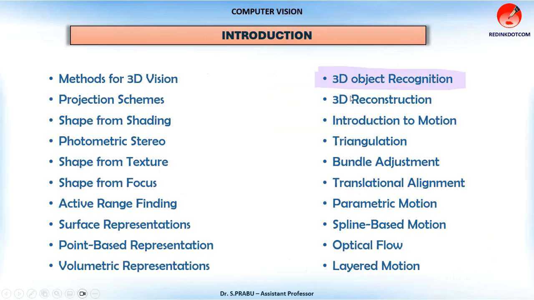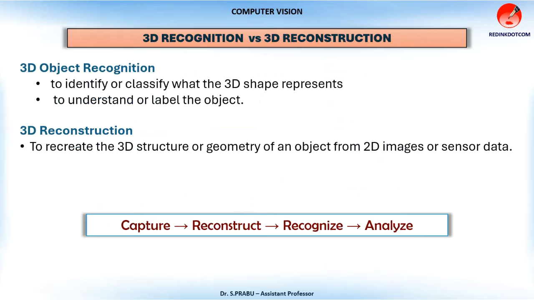The next concept is 3D object recognition. After reconstruction, we can identify the particular 3D object present in the image. That is called 3D recognition. So it comes after the reconstruction process. After recognition, it can tell what the 3D objects present in the image are.